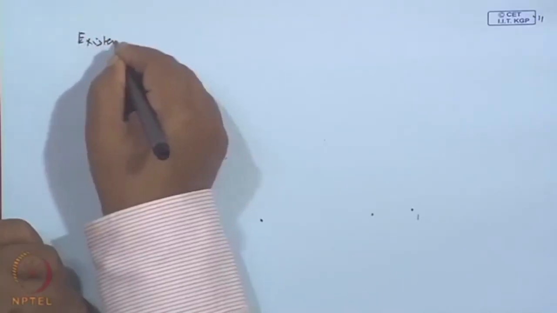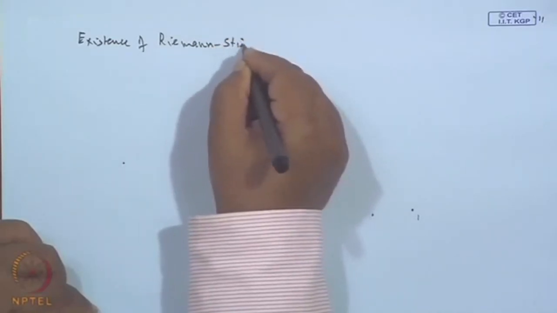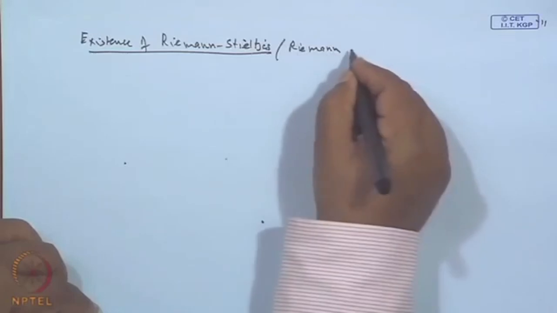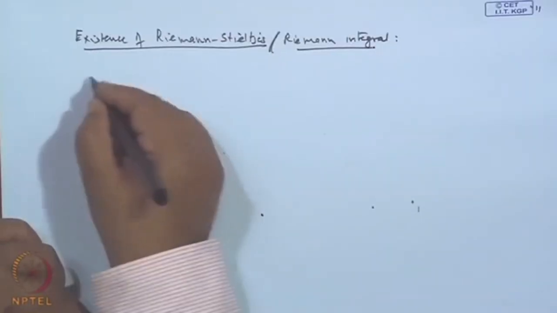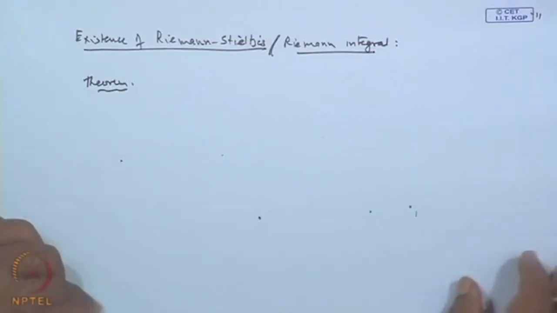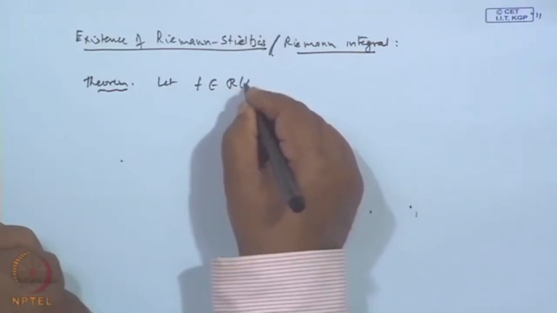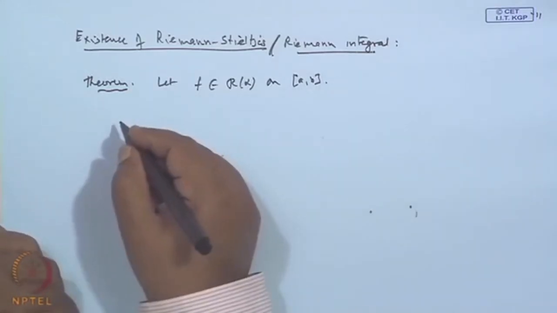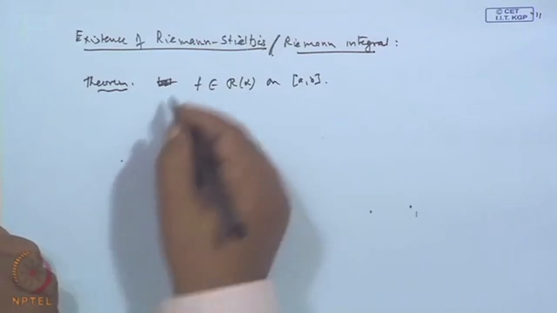So, this theorem gives a little bit about the existence of the Riemann-Stieltjes or Riemann integral, because I am dealing with both at a time. Okay, that's one. The theorem is: let f belong to the Riemann-Stieltjes integral with respect to alpha on [a, b]. Okay, then we say f is Riemann-Stieltjes integrable.